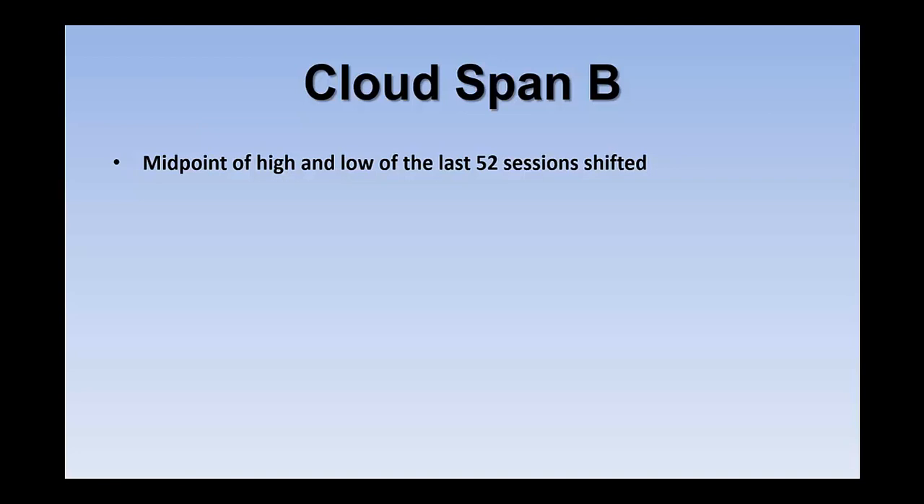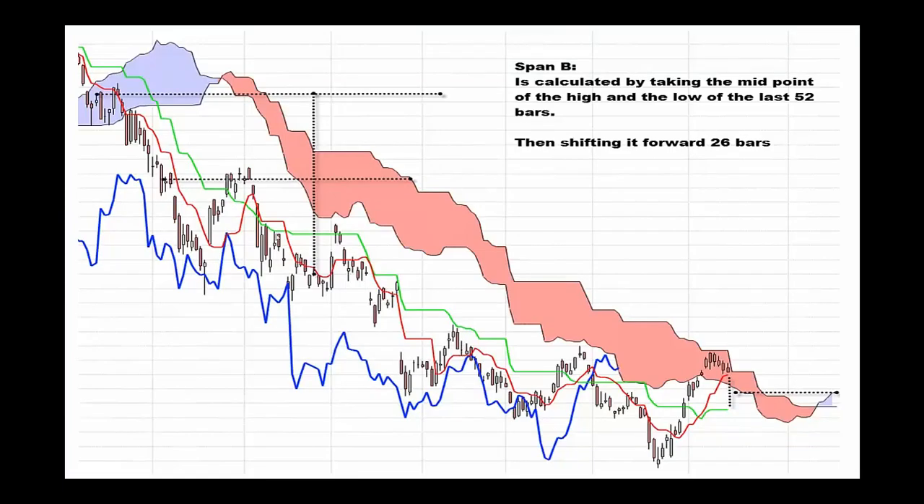Cloud span B is a little bit more time involved, 52 sessions. So what you're going to do here is you're going to go, this is session 1. This is session 52. There's the midpoint. And what you're going to do is shift that forward into the future 26 bars. That's what's giving you the fluffiness of the cloud.